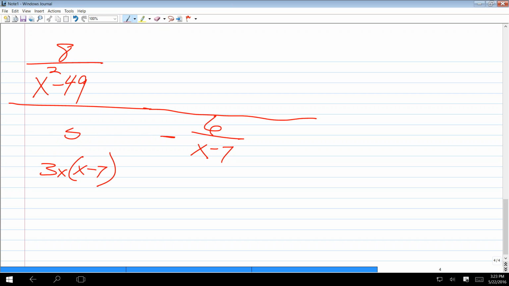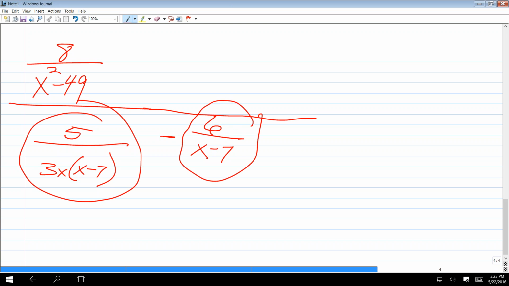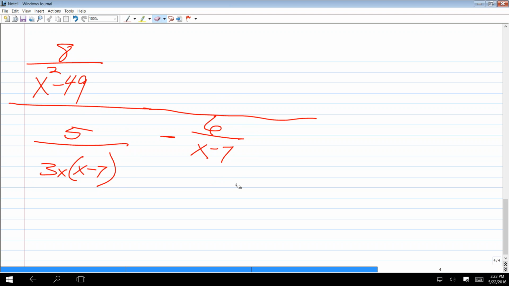So we have 5 over that. Now we have to find what in the bottom? How do I subtract that term from that term? Because that's what we have to do next. Don't you have to multiply that term, 6 over x minus 7, times 3x over 3x? Good. In other words, we have to get a common denominator, right? Yeah. And the common denominator is that.